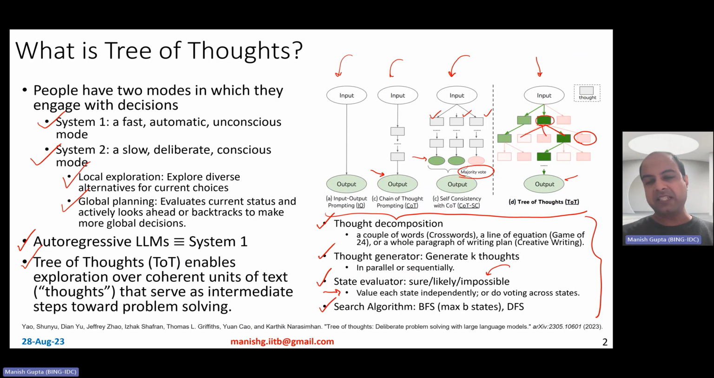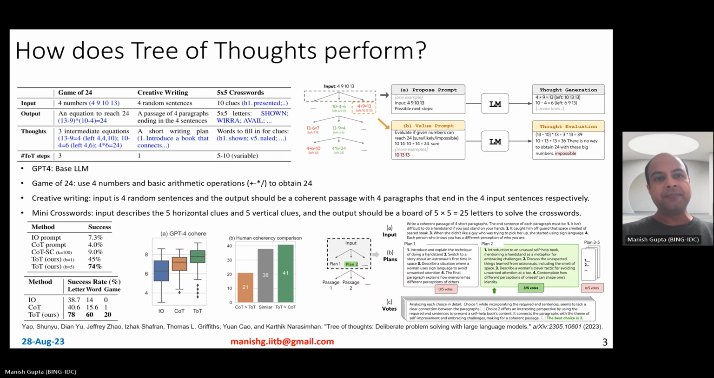How do you want to explore these states in the tree? Do you want to go breadth first, or do you want to go depth first? If you want to go breadth first, like beam search, you must sort of keep track of a maximum of B states at any point of time.